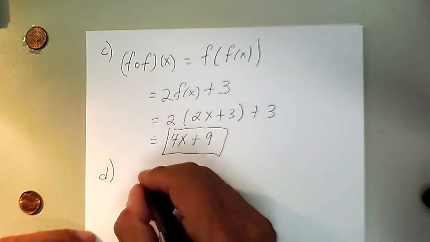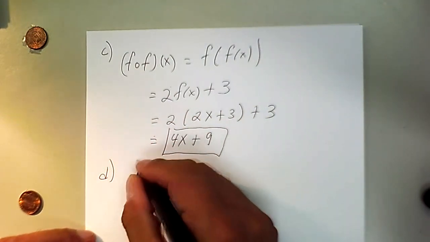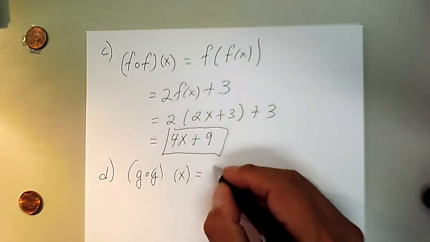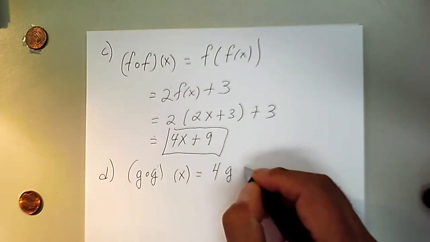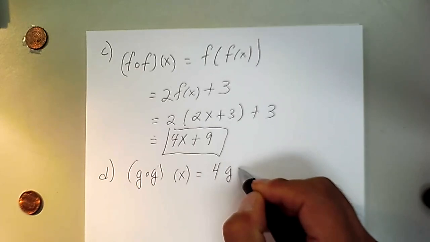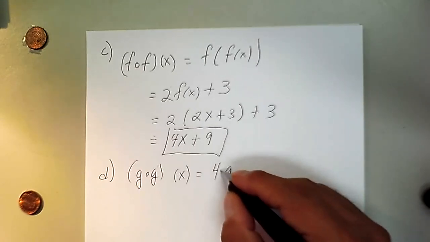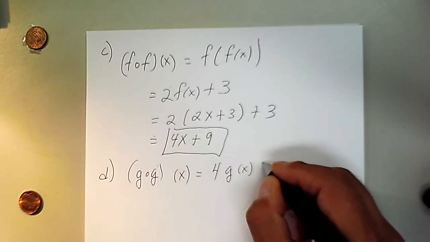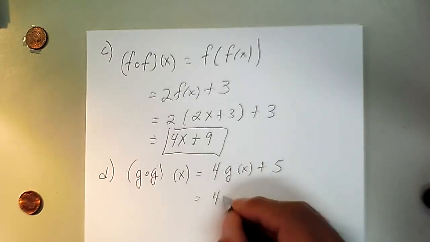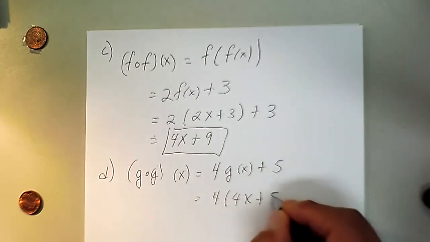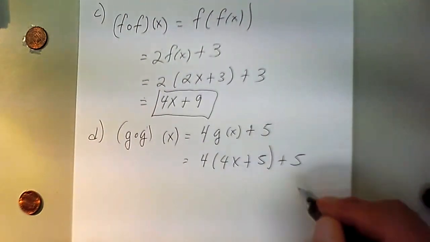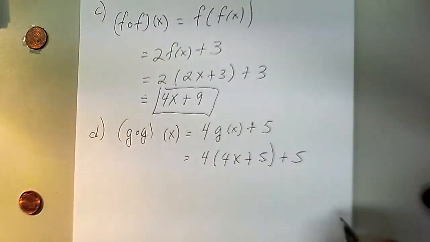D, and you know what D will be, G composed with G of x. And G calls for 4 times whatever the input is. See, I'm skipping a step because I didn't say G of G. I'm going directly to what it is: 4G of x plus 5. G in itself is 4 times 4x plus 5, plus 5. See, this is the part that makes me think of the vacuum machine sucking up itself.